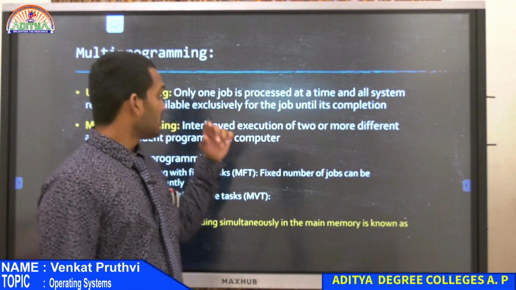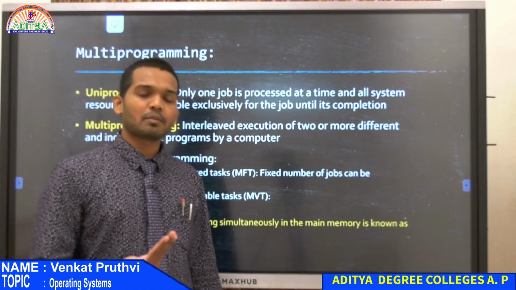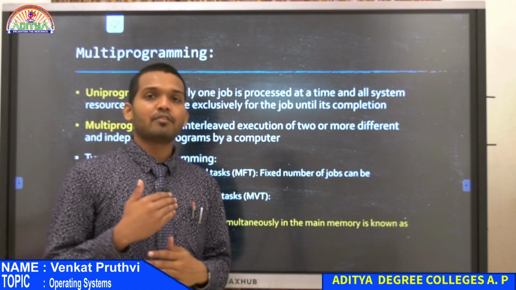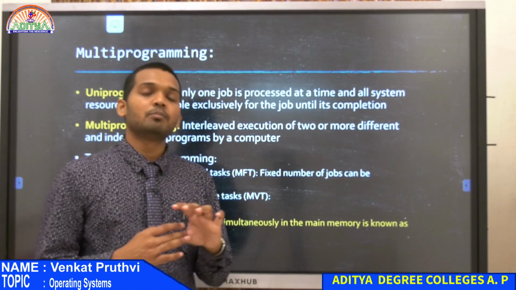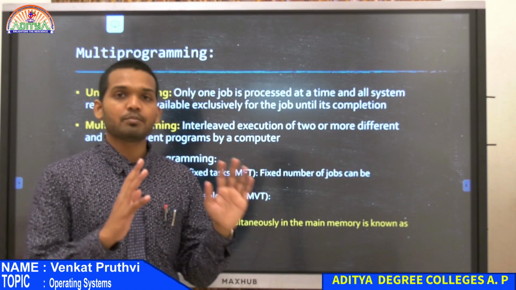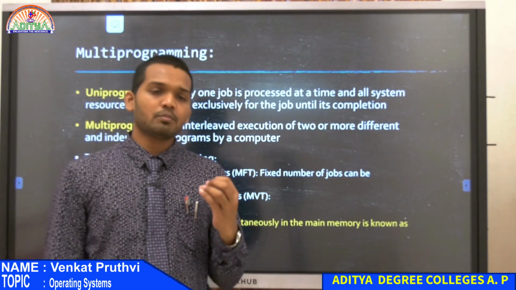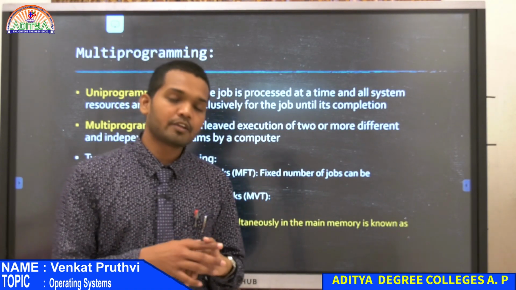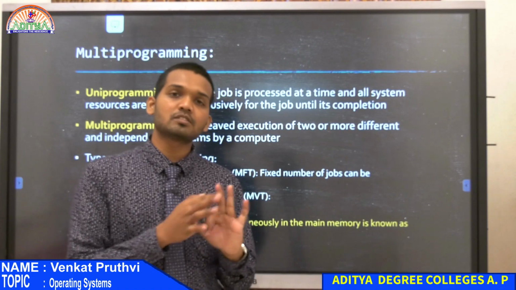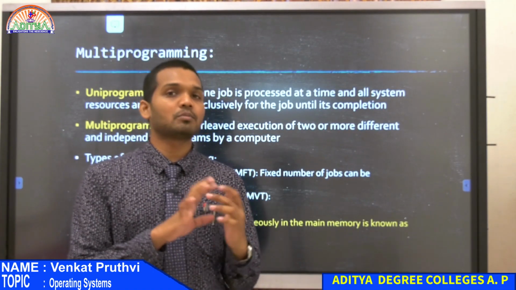And the difference between uniprogramming and multiprogramming is, in uniprogramming, we could only perform one kind of program, or the computer was only programmed to perform a certain program. That is, suppose you want to perform some calculations, if you wanted to use that system as a calculator, then it could only perform addition, subtraction, multiplication, division, or whatever mathematical functions were programmed to that computer.